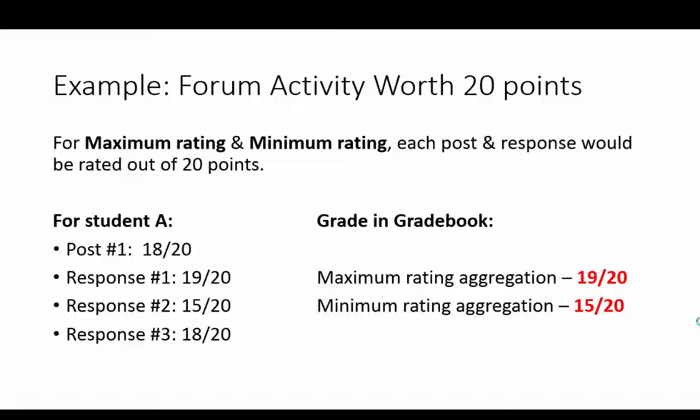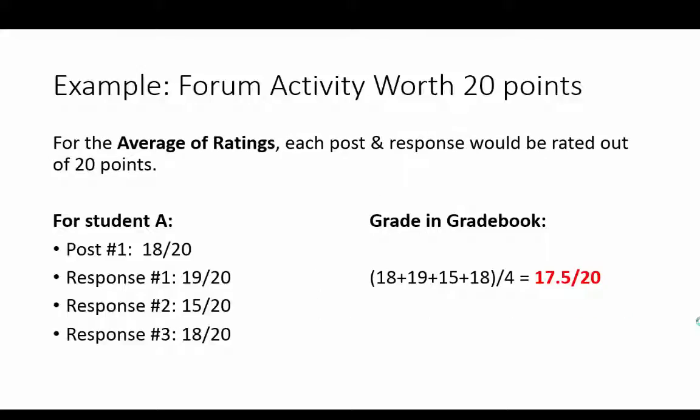For maximum and minimum ratings, here's an example. If a student has posted once and responded 3 times, in this example, a maximum rating aggregation would give the student a grade of 19 out of 20 in the gradebook, and a minimum rating would give them a 15 out of 20. For an average of ratings, the same student would end up with a 17.5 out of 20 in the gradebook.